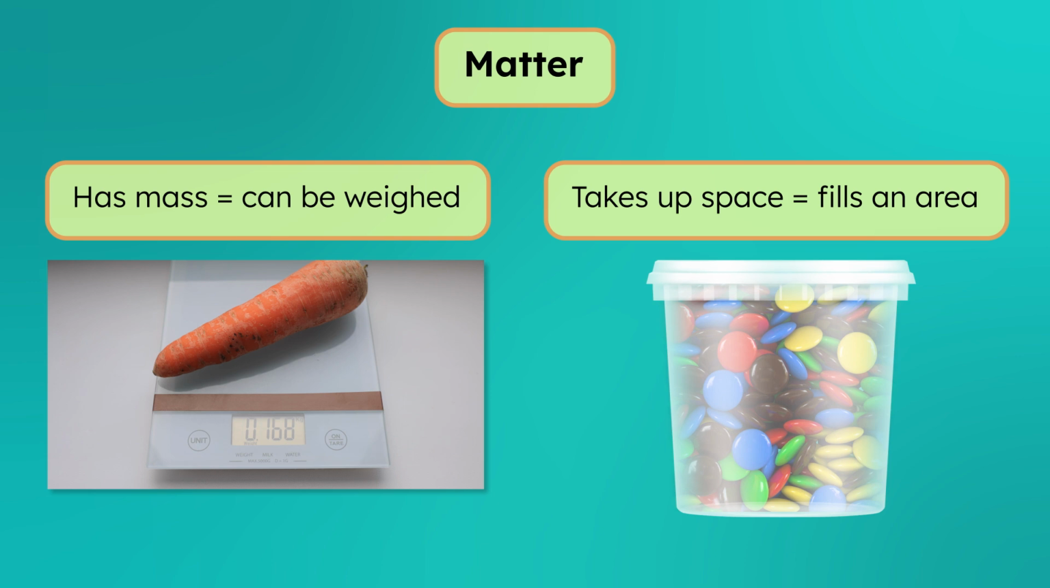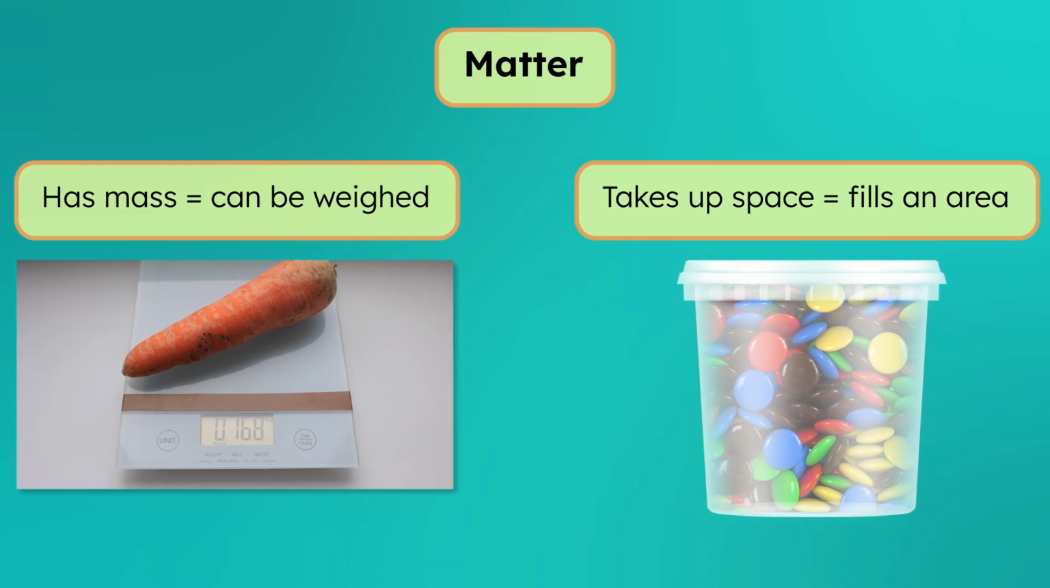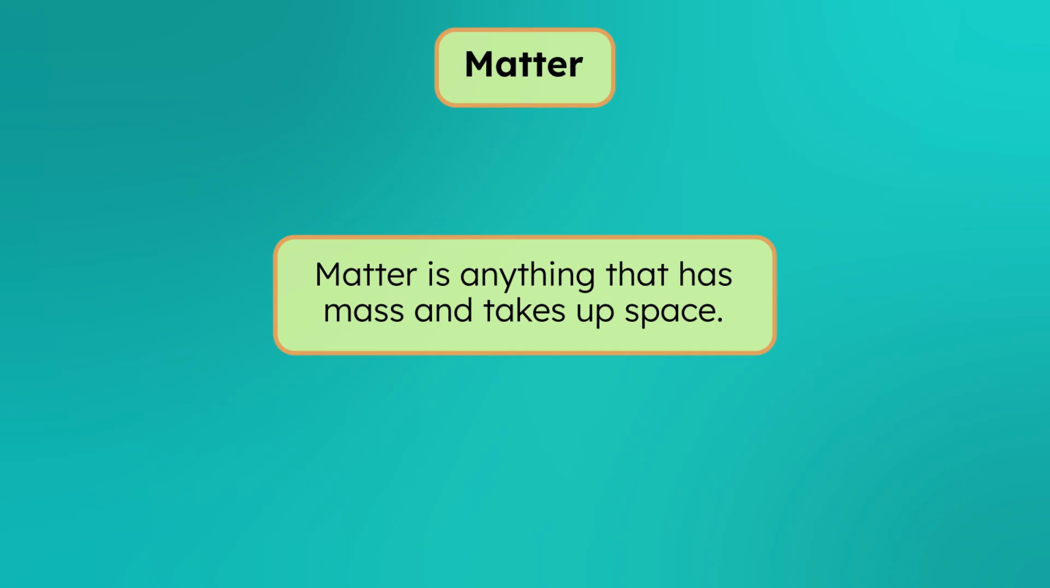Imagine this. When you fill a container with candy, nothing else can be in or take the space of the candy. The candy is taking up that space, so nothing else can. That's because the candies are made of matter. So matter is defined as anything that has mass and takes up space. These traits help us distinguish matter from things that aren't matter.